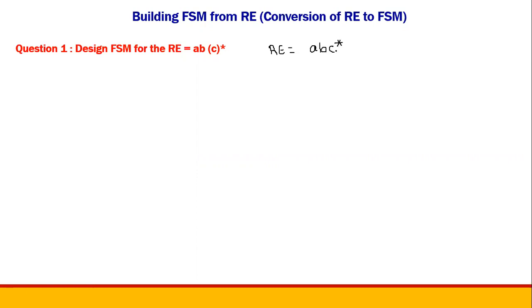As in the previous video I have taught you the priority of the operators: the first priority will go to star, then the dot operator, and then the plus operator. According to that, in this example we have the dot operator and then the star operator. Since star has the highest precedence, the Kleene star operator should be applied only to C here.